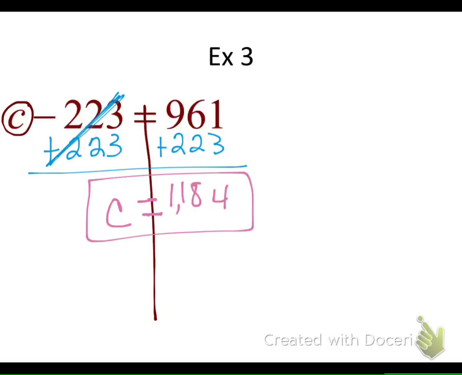Questions, comments, concerns on that one? Make sure you have all the proper steps down for me. The variable is circled, the line is drawn, the answer is boxed. You showed all your work. Bring your variable down. C equals, and then box your answer. See what I have up there? That's what I want to see on your paper. Okay, let's look at example number 4.